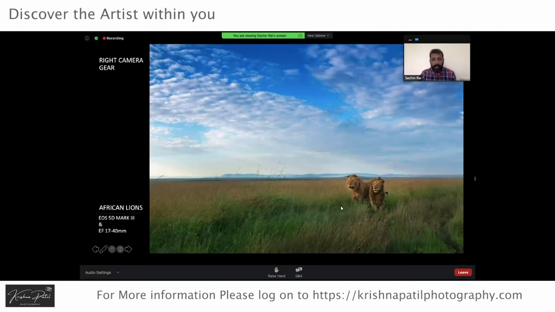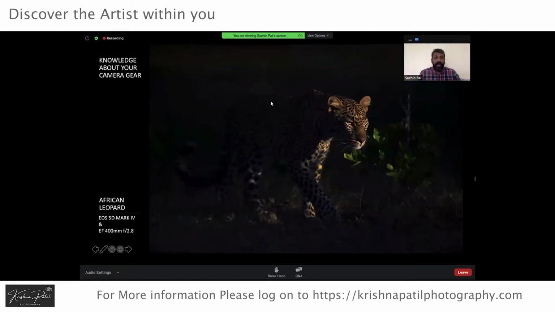You can see my mouse cursor. My point is, I could have taken a picture like this, which is just a sharp portrait. It may not have worked. So I would prefer that I use a wide angle. That is why I said right camera gear is important. If you have multiple equipment in your hand, it's slightly easier for you to take better pictures.